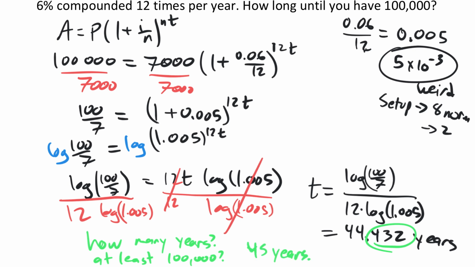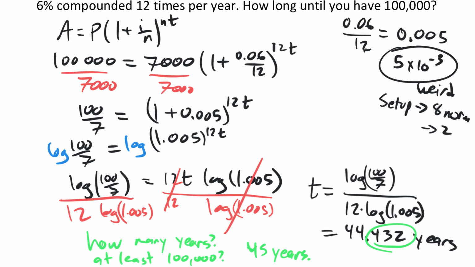We're not really rounding up. We're just going to the next whole number because 44 years will be too little. 44.4 is exactly enough. And so 45 will get us to at least 100,000, because you can only pick a whole number year in this kind of question. You can't pick 44 because it's too low. So the next number you've got to pick is 45.